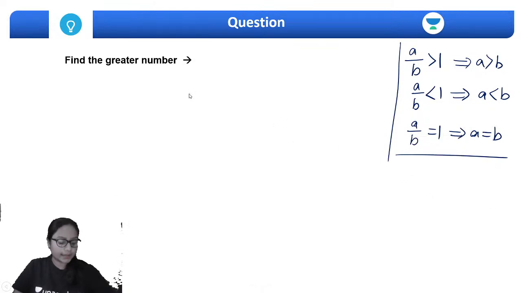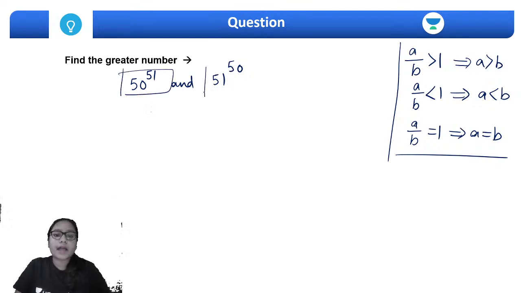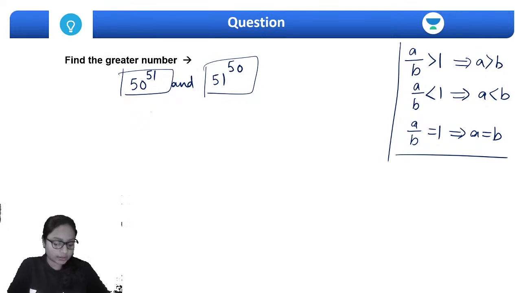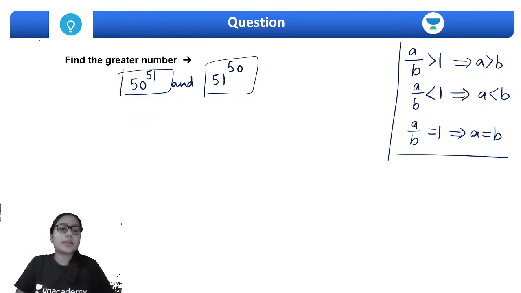So let's see. Suppose I have two numbers here. The first number is 50 raised to the power 51 and the other number is 51 raised to the power 50. These are the two numbers. Find the greater number among these two. A small hint I have already given you is that you have to use the ratio method here. Please try to solve this question.